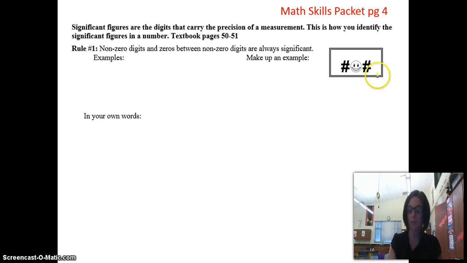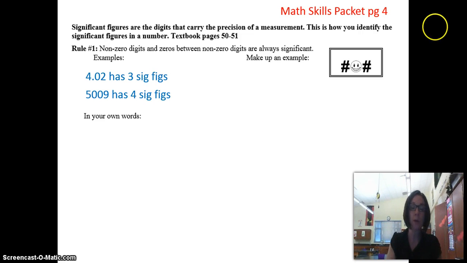I've got two examples for you to write down in your packet. The first one is 4.02, and it has three significant figures. Each one of those digits is a significant figure. The 4 and the 2 are not 0, and then the 0 is in between, so all three are sig figs. The next example is 5009. The rule says zeros, plural, between non-zero digits are significant figures. So it doesn't matter how many zeros are in between. That one's going to be 4 significant figures because the 5 and the 9 are not 0.